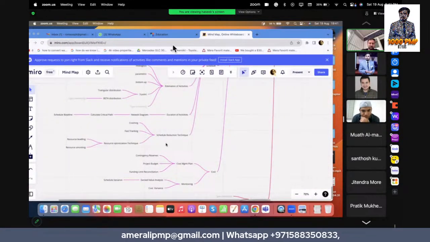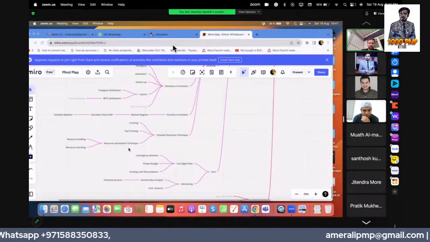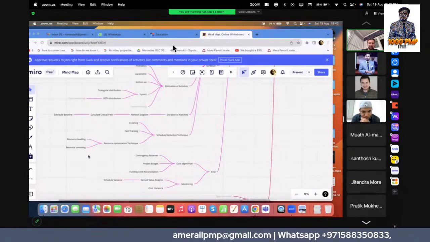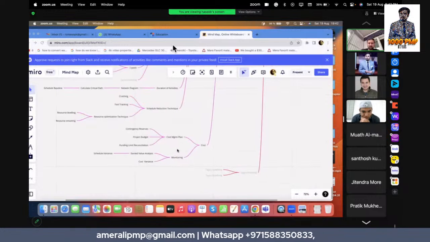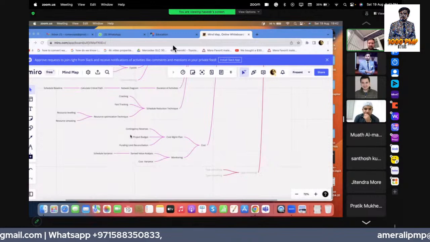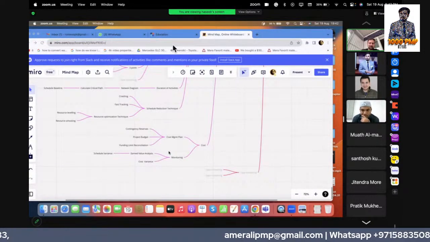And then for the schedule, we try to emphasize schedule reduction techniques based on the sponsor. Then we have crashing, fast tracking, and resource optimization. For resource optimization, there are two types: resource leveling and resource smoothing. For the cost, we have the cost management plan where we have the contingency reserves, the project budget, which is the overall reserve that we have on the budget, and then the funding limit reconciliation.